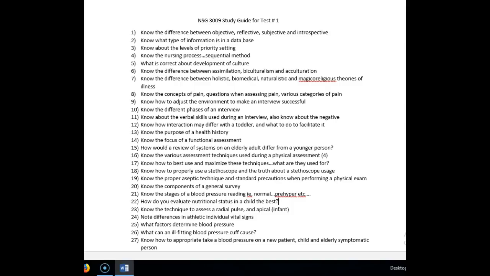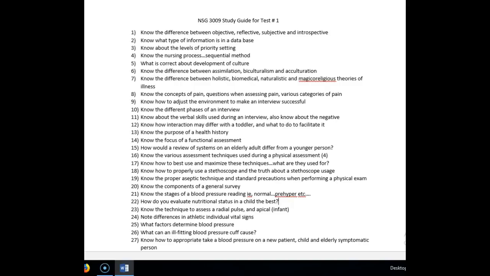Maybe I'm getting sleepy. But anyway, look at the PowerPoint under vital signs on page number 8, and it'll tell you what the ranges are for prehypertension and hypertension stage 1 and stage 2. So be aware of that.